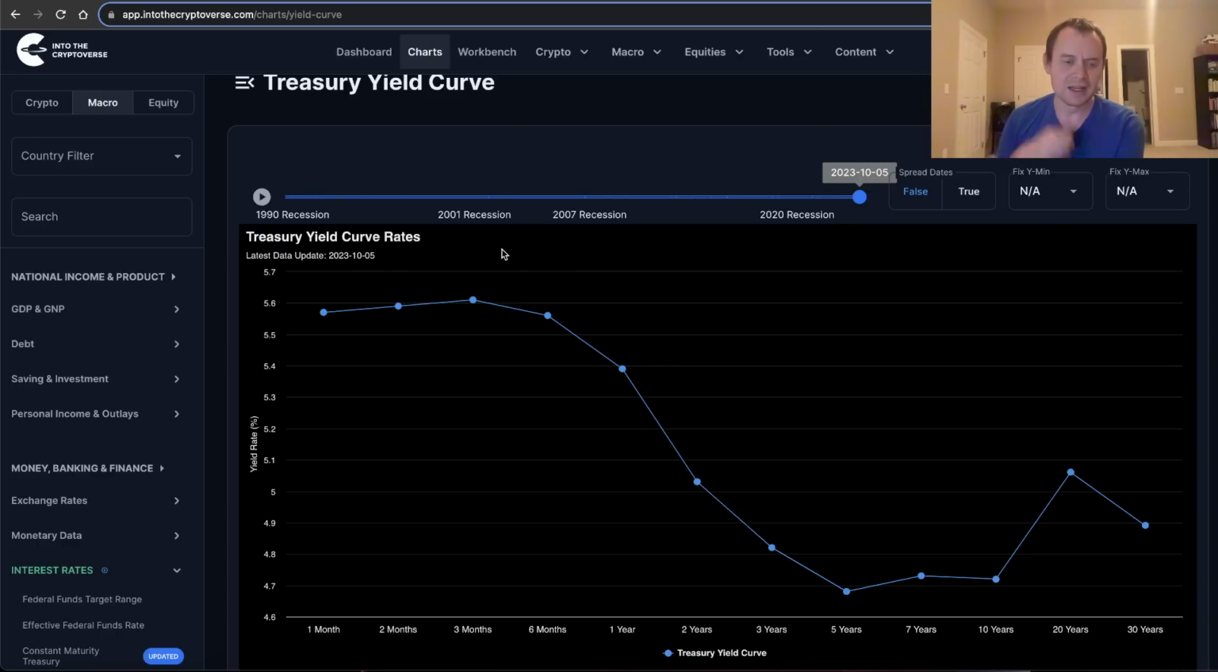Okay? So what's interesting, though, is if you rewind the clock just a little bit, you will notice a fundamental change. So look at the short term, about 5.5% or so.